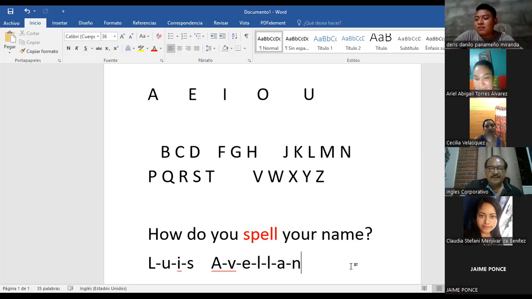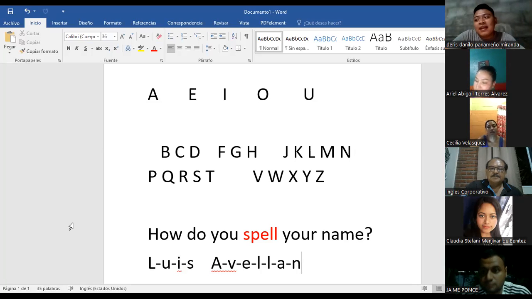¿Ha levantado la mano alguien más? Aquí está. There is. Okay, there is. Hi. My name spell is D-E-R-I-S. My last name is M-I-R-A-M-A. La ñ sería como N, porque no existe en inglés, sería panameño, right? Something like that. Yes. Ok, good.